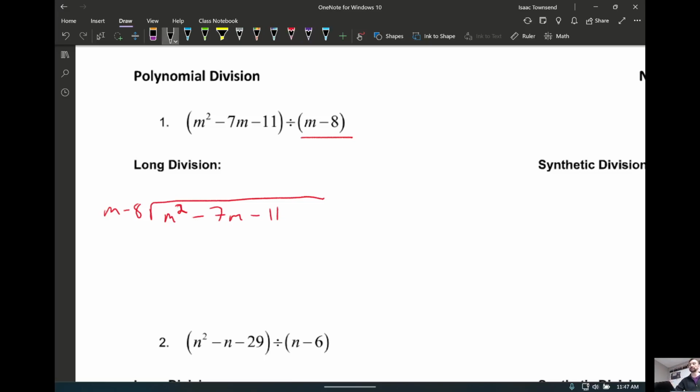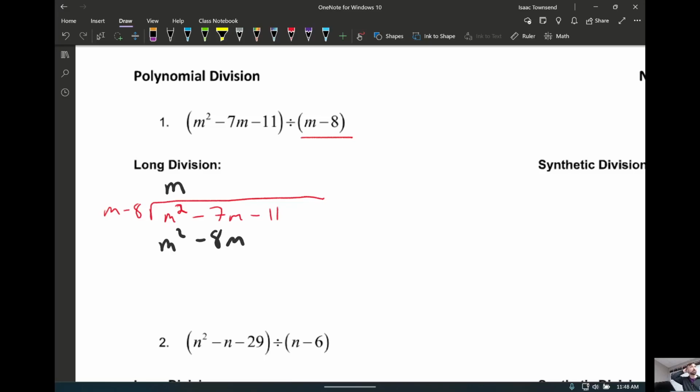So the steps are, the first part of your answer, the first part of the quotient, needs to be the thing times this that gives you this. So you should be asking yourself, what times m gives me m squared? And that would be m, of course. Now, you actually take m and you multiply it to this whole thing. So m times m gives you m squared. M times negative 8 gives you negative 8m.